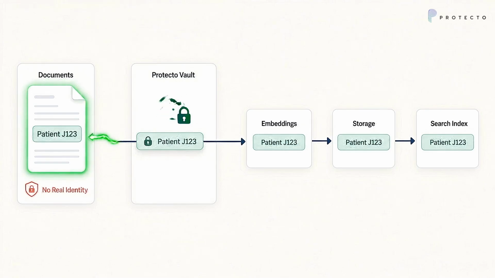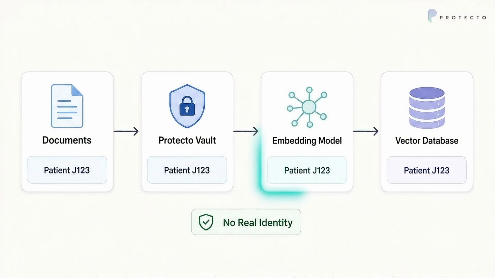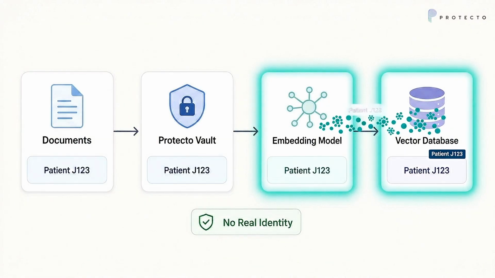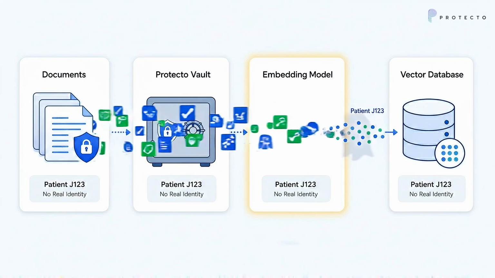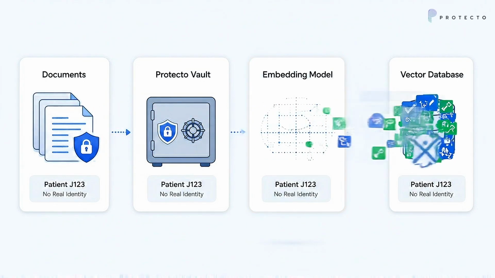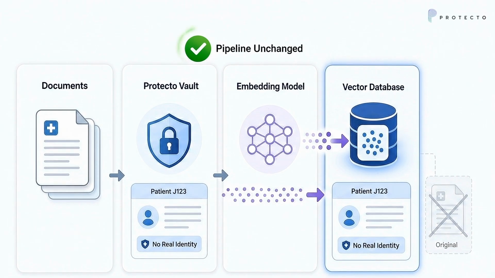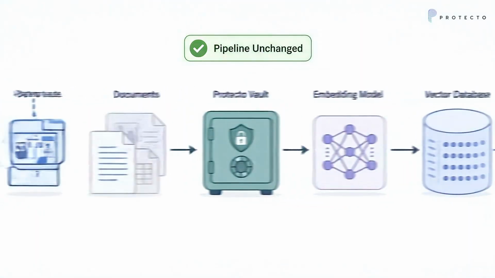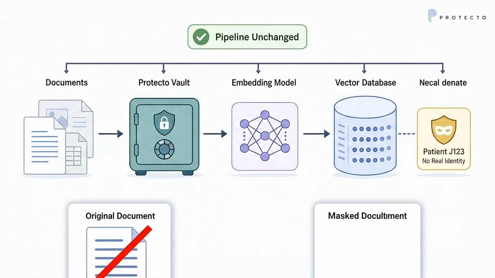Point 5. Once a document is masked, it moves through the rest of ingestion exactly like before. The embedding model reads the masked text and generates vectors from it. The vector database stores those vectors, along with the masked content, not the original. Nothing about the pipeline changes. The embedding model still does its job. The database still indexes for semantic search. The only difference is what version of the document it ever sees.